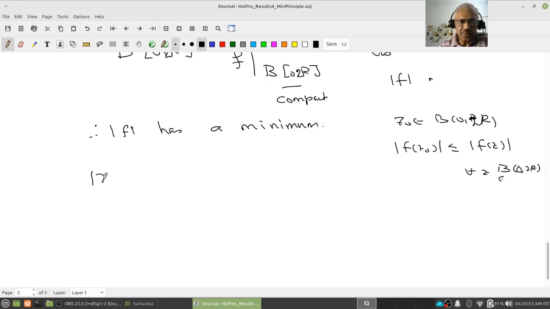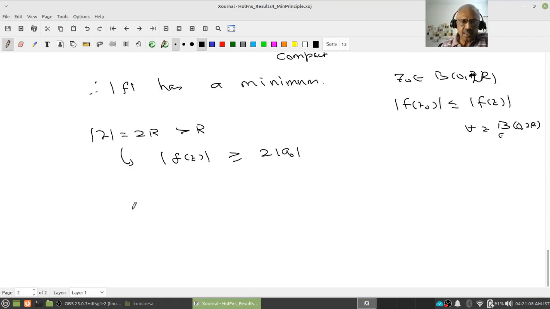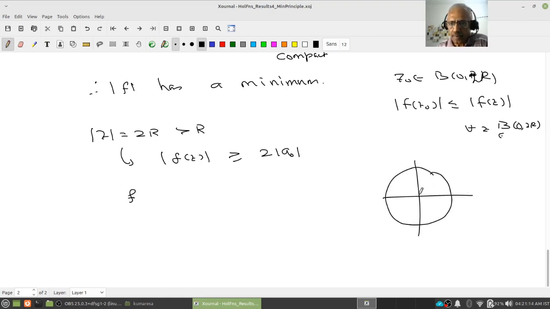What is the boundary? The boundary is mod z equal to 2r, which is greater than r. Therefore, modulus of f of z on the boundary is greater than or equal to 2 times mod a naught. So for every point on the boundary, the modulus is greater than or equal to 2 mod a naught. But what is f of 0? f of 0 is a naught, and hence the modulus is mod a naught, which is less than every value on the boundary. You understand? Please understand this carefully.